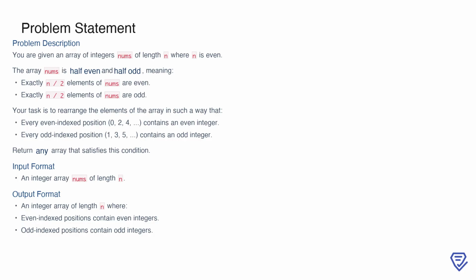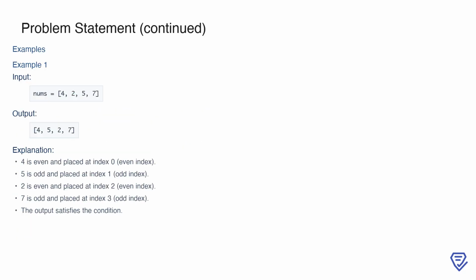The input will be the array nums, and the output should also be an array of the same length, but rearranged to meet the parity condition. Let's look at an example to understand the requirements better. Suppose we are given the input nums equals 4, 2, 5, 7. In this case, one valid output is 4, 5, 2, 7.